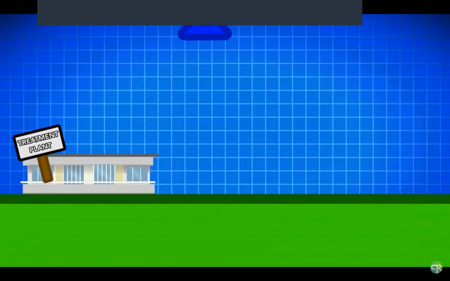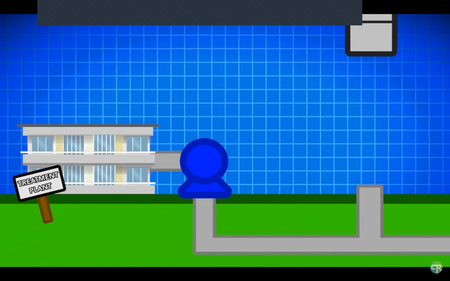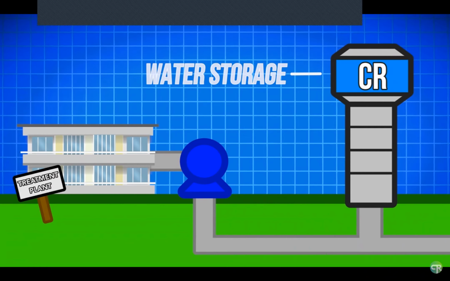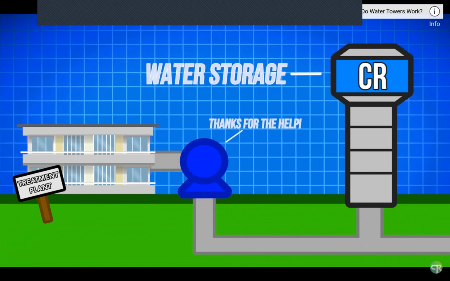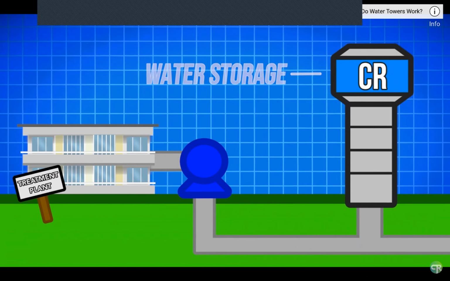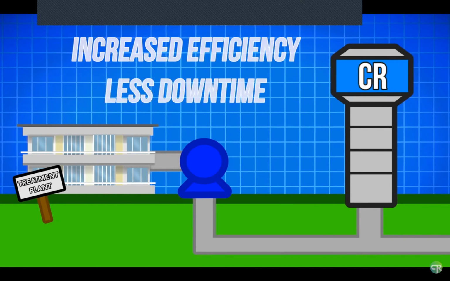Massive pumps at the treatment plant supply pressure to the system through constant operation. Some of this pressure can be stored as elevation in water towers, which can give pumps a backup in emergencies or fire flows. In a lot of cases, water towers allow the pumps at the treatment plant to run at a constant rate, which increases efficiency and removes downtime problems.